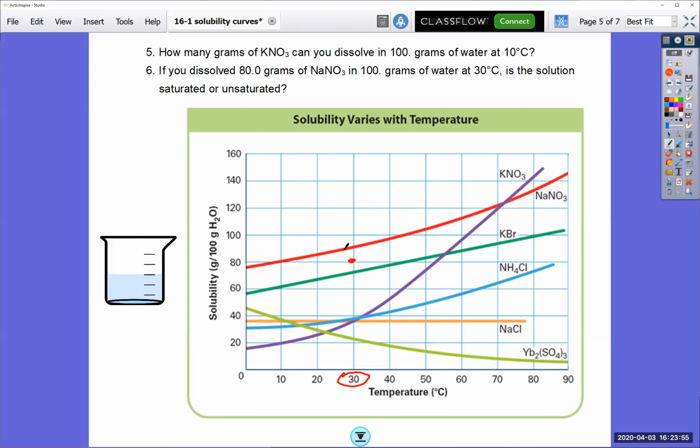If you end up on the line, you are saturated. So this is the saturation point. This is the maximum amount you can dissolve. Since I'm below the line, I can actually dissolve more. So since I'm below the line, I am what we call unsaturated. I can still add more solute to get it to be saturated, which is roughly about 10 more grams, I would guesstimate, to get to the saturation point. But as of right now, for question number 6, I'm currently unsaturated.